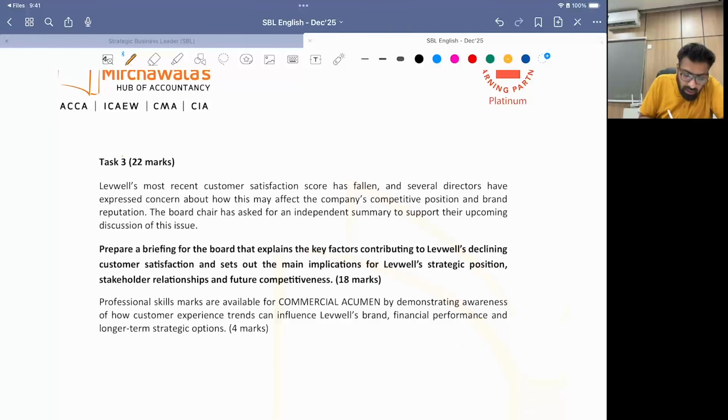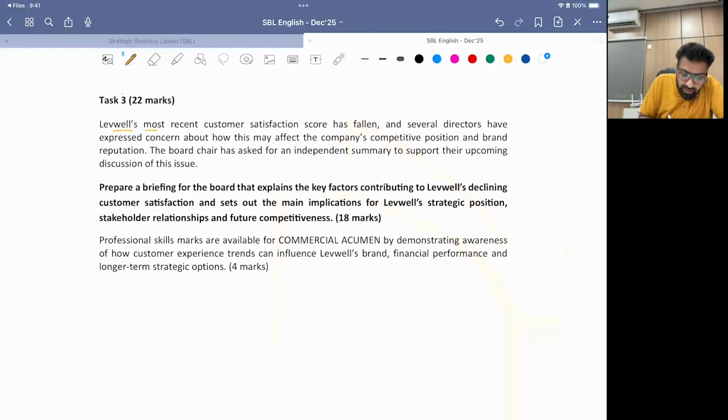So Levwell's most recent customer satisfaction score has fallen. Okay, so we have gone down, and several directors have expressed concern about how this may affect the company's competitive position and brand reputation. So the board chair has asked for an independent summary to support their upcoming discussion of this issue. Now, prepare a briefing for the board that explains the key factors contributing to Levwell's declining customer satisfaction and sets out the main implications for stakeholder relationships and competitiveness.